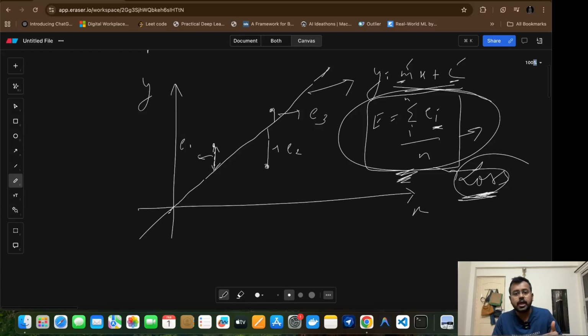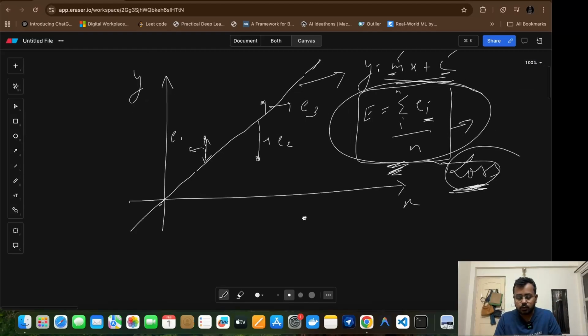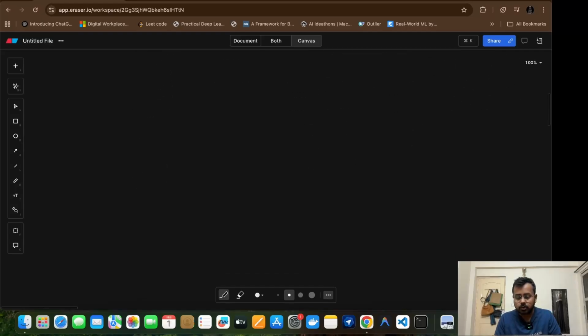And how does it do that? It does it with the help of gradient descent. That's where gradient descent comes into the picture. Let me make you understand the whole story. How will the machine learning model be trained? What is the pseudo algorithm? Let's say this is the model.